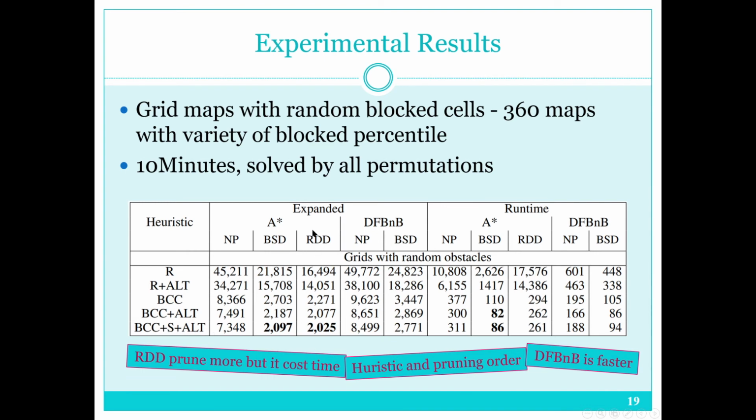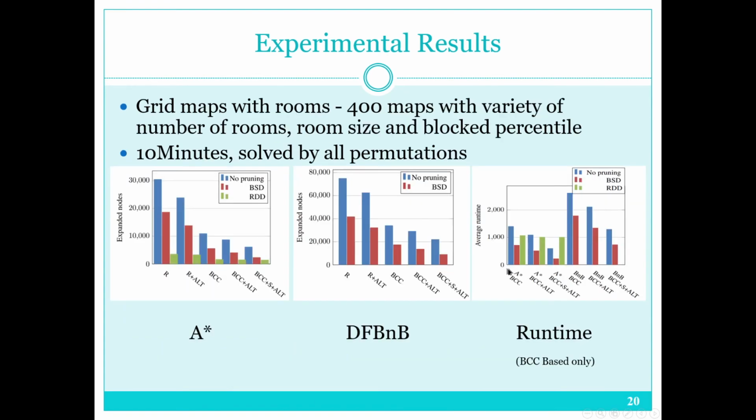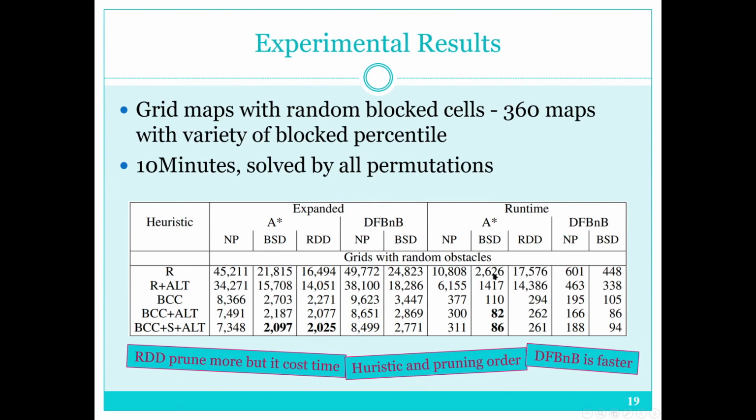You can see that reachable dominance detection prunes more than basic symmetry detection, but it costs more time. Here you can see the time. You can see that for this experiment, branch and bound was faster than A star for the same pruning and heuristic combination. And you can also see that we have an order for the heuristics results and for the pruning results.